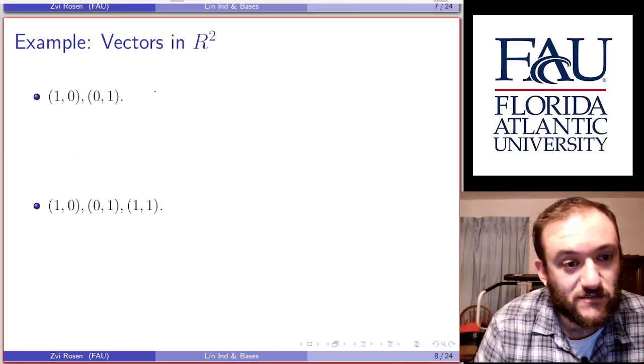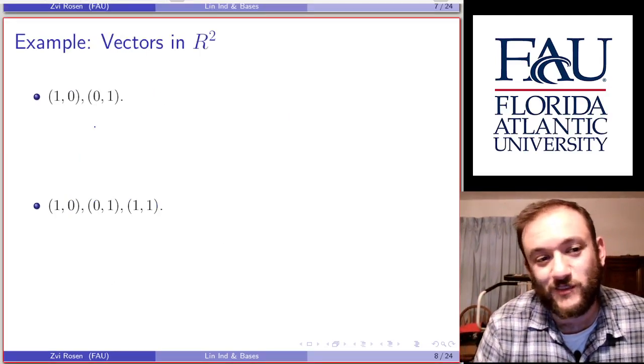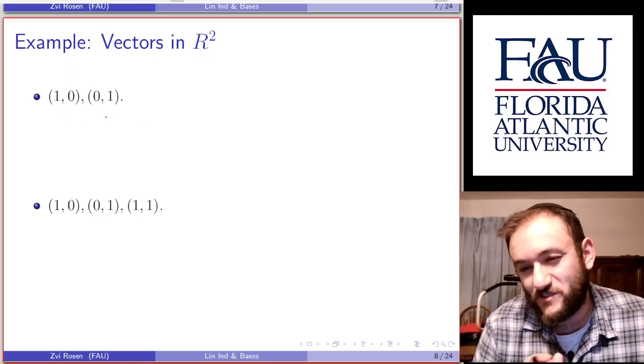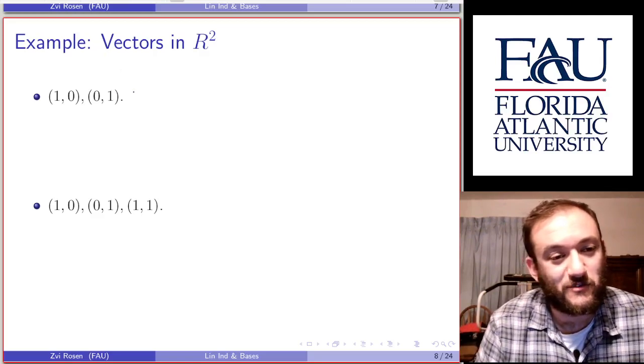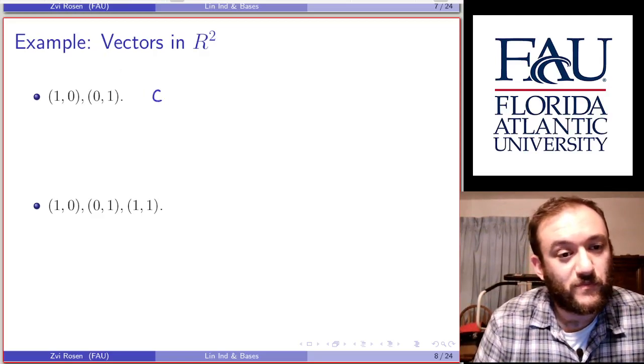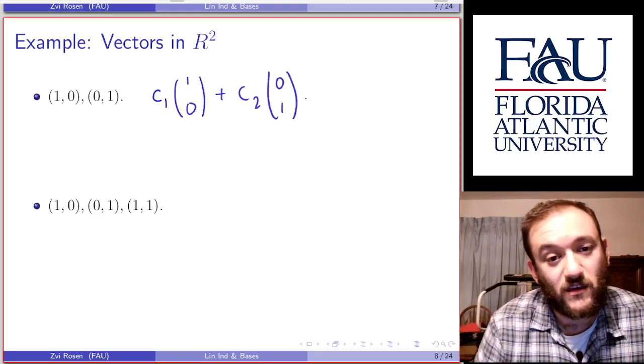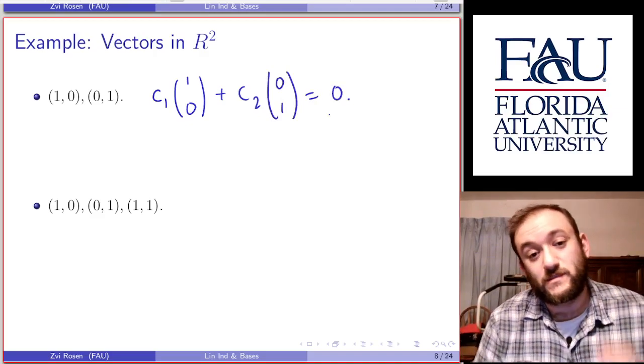Okay, so I'm going to assert that it's going to be linearly independent based on the fact that these are the standard basis vectors, as you might remember. So let's see what happens when we take c1 (1, 0) plus c2 (0, 1) and set this equal to 0.